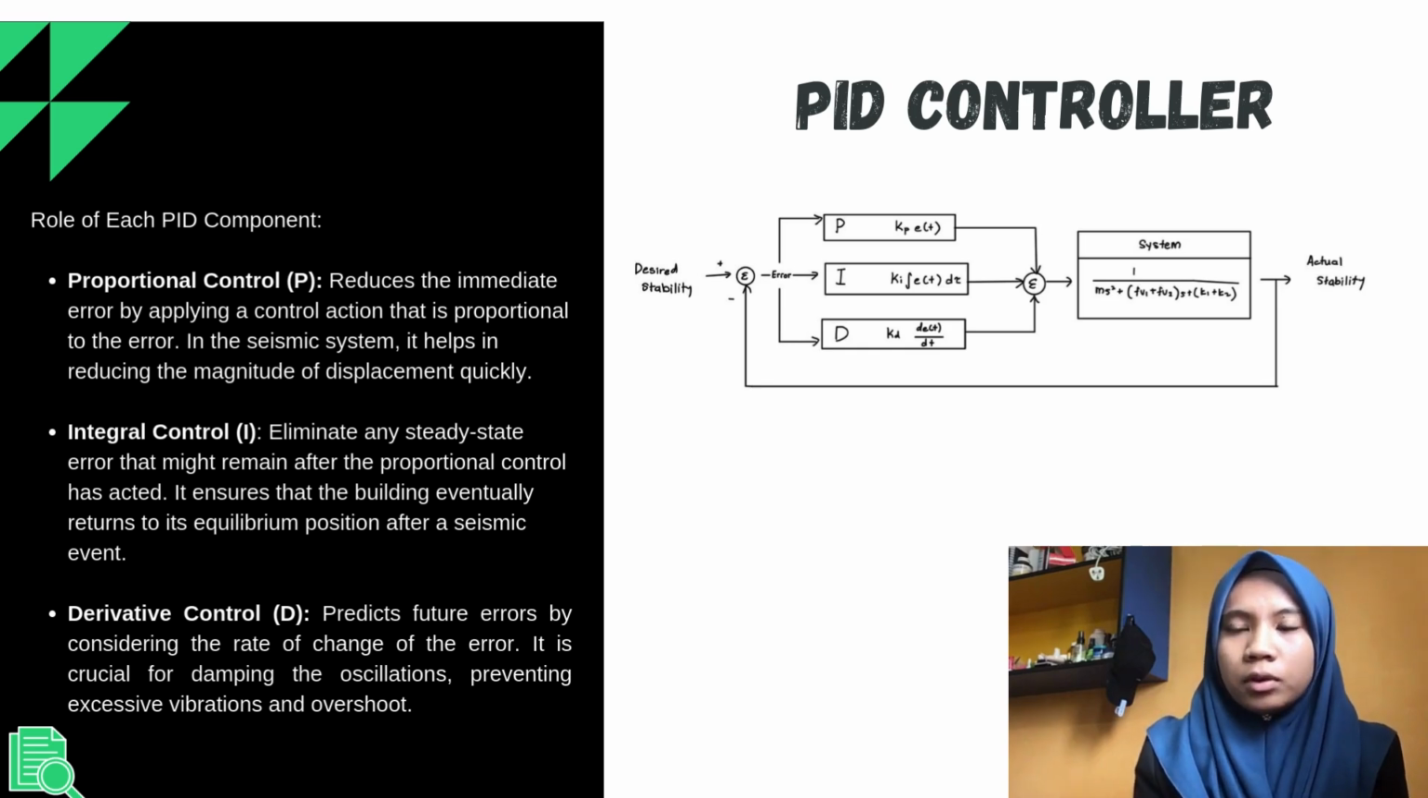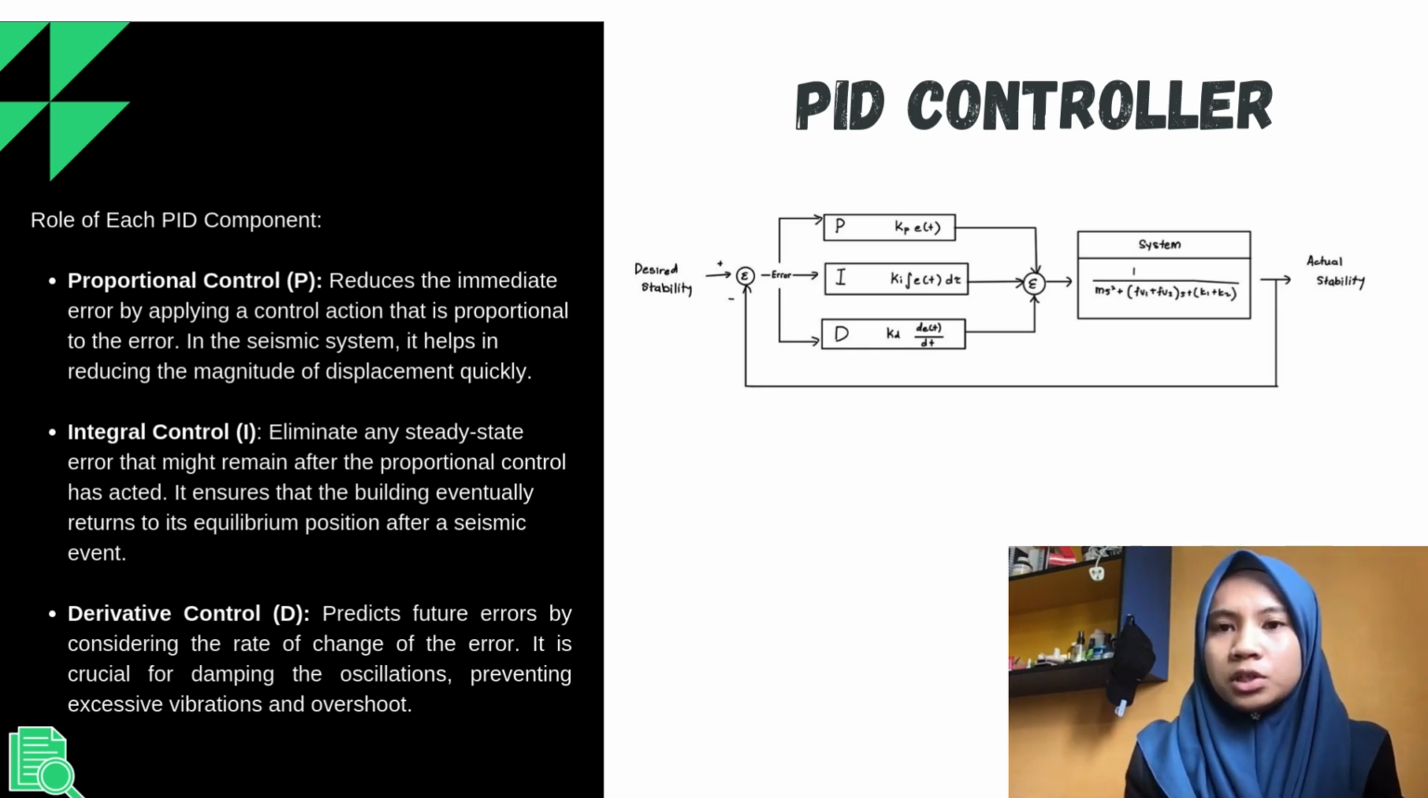The derivative control predicts a future vibration by considering the rate of change of the building displacement. By using the rate of change of displacement, derivative control helps to dampen oscillation that could arise due to the seismic forces, preventing the building from overshooting its stable position.